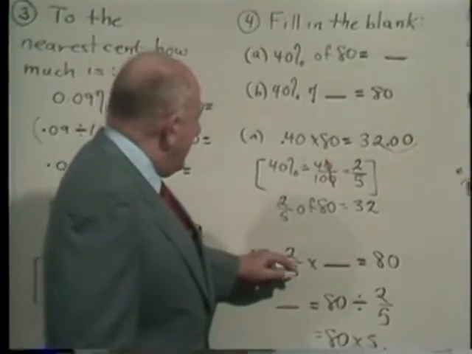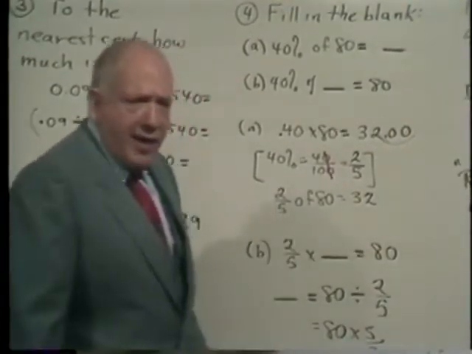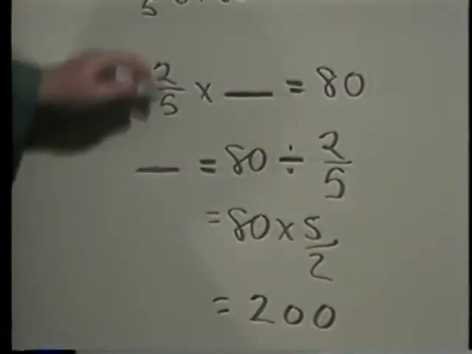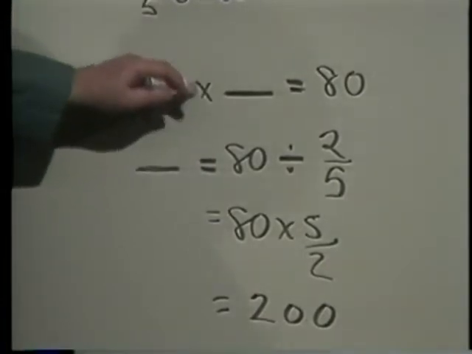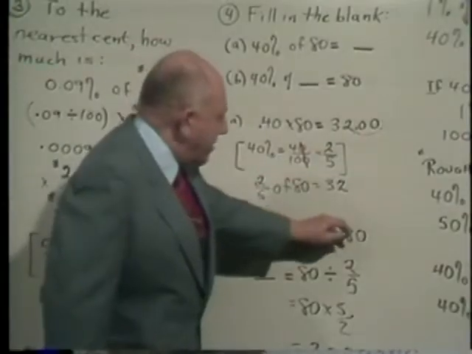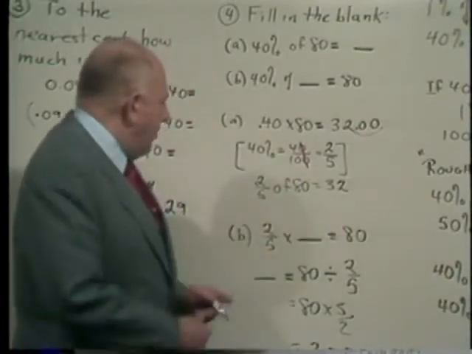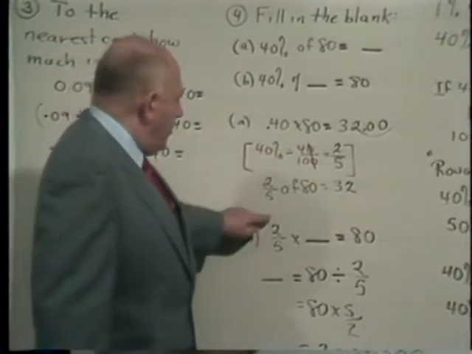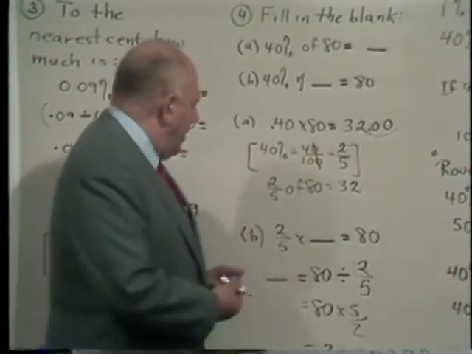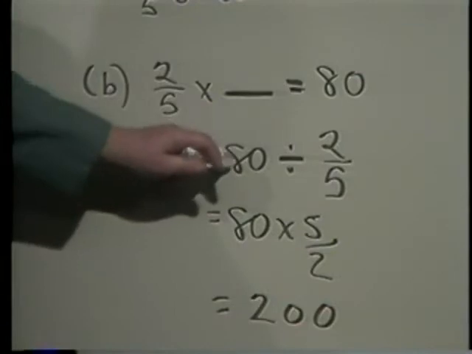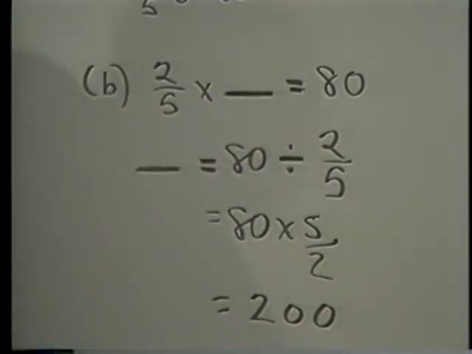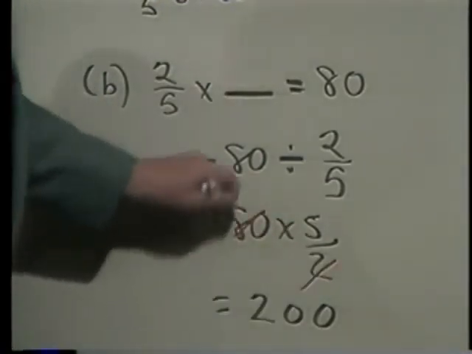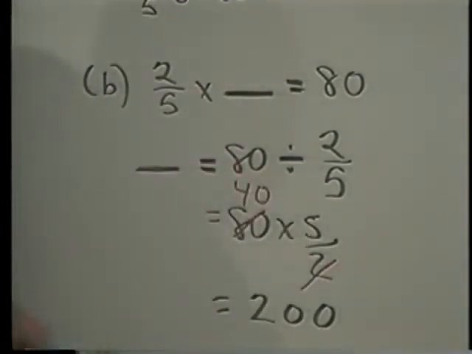Part B is a switch. See, in part B, the 80 now goes to the right-hand side of the equal sign. This is still 2/5. Of still makes the translation into times, but the 80 is now over here. See how the blank has switched around? This looks like a multiplication problem, but it's a division problem. 2/5 times blank equals 80 is the same as saying blank equals 80 divided by 2/5. And to divide by 2/5, you multiply by 5/2. 2 goes into 80 40 times. 40 times 5 is 200.